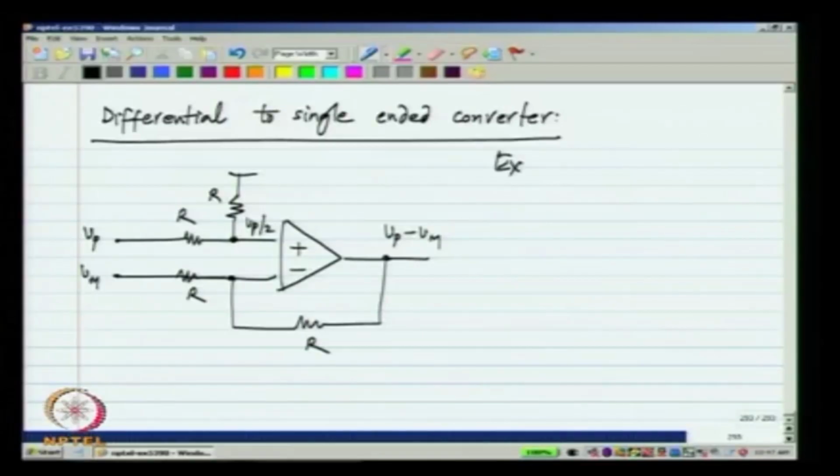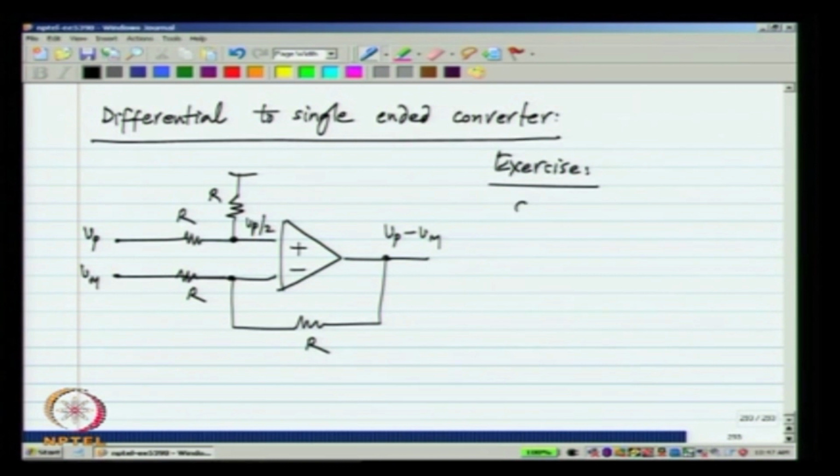Now, let us assume that the op amp is ideal. So, we are not now talking about the common mode of the op amp. We know that if the op amp has a finite common mode rejection ratio or a non-zero common mode gain, the output will respond to the input common mode. The input common mode here is nothing but Vp by 2, and the output will respond to that in addition to giving Vp minus Vm. So, that is one problem. So, I will let you work out the details of that. Please take it as an exercise.